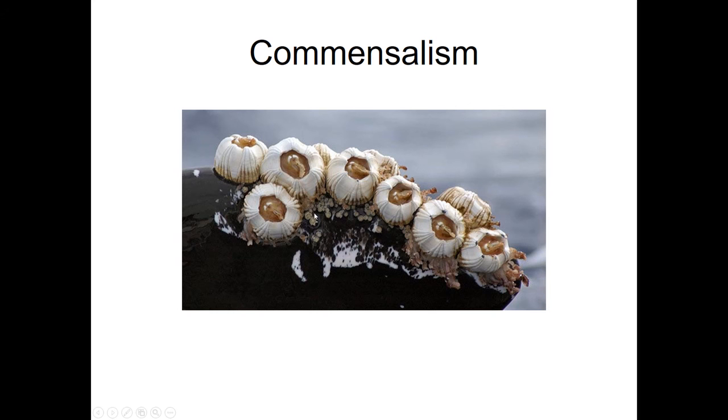So what you're looking at here are barnacles on the fin of a whale, and the barnacles benefit. They have a place to live, they get a free ride along with the whale, and the whale is not harmed to our knowledge. Now, you maybe could make an argument that maybe it's less hydrodynamic for the whale with these barnacles on there. But as far as we can measure, it doesn't hurt the whale in any way, so we would classify that as commensalism.